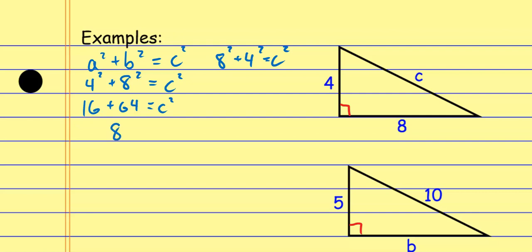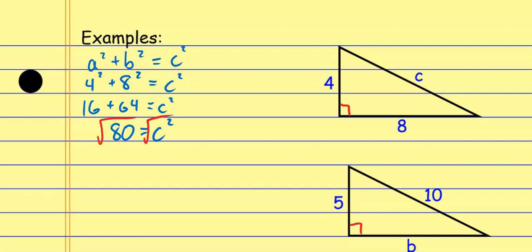So that gives me 80 equals c squared. And now from here, we have to expand upon our knowledge of squares and square roots and how to solve these things. We already have looked at a square root function. To solve a square root, to get rid of a square root, I square each side. Well, here I have something squared.